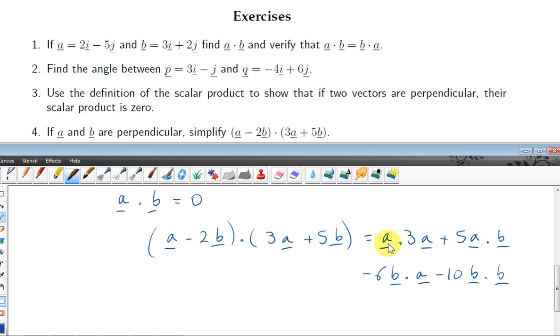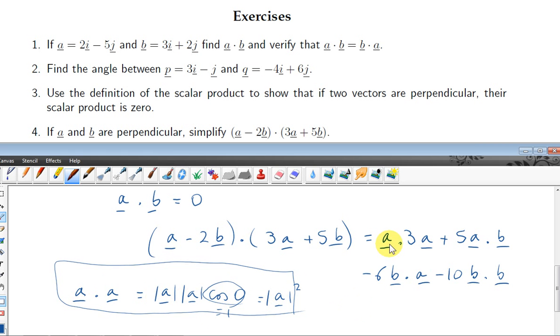Okay, now what is vector a dotted with itself? Well, if we go back to the definition of the dot product, it's the magnitude of the two vectors multiplied by the cos of the angle in between them. Well, the angle in between vector a and itself is 0, and the cos of 0 is 1. So we've the magnitude of a times itself. That's the magnitude of a squared. So this term here is going to be 3 times the magnitude of a squared.